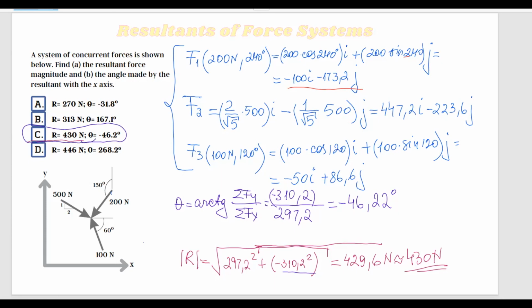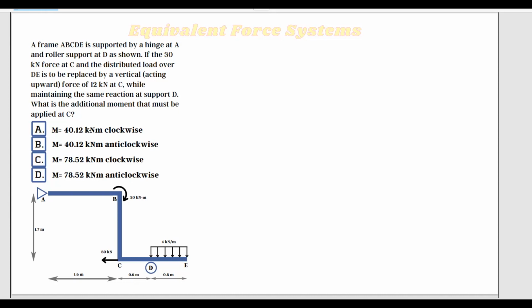Great. Let's move on. A frame ABCDE is supported by a hinge at A and a roller support at D as shown. If the 30 kilonewton force at C and the distributed load over DE is to be replaced by a vertical upward force of 12 kilonewtons at C while maintaining the same reaction at support D, what is the additional moment that must be applied at C? Okay, this might have been too much information at once, so let's take this once again.